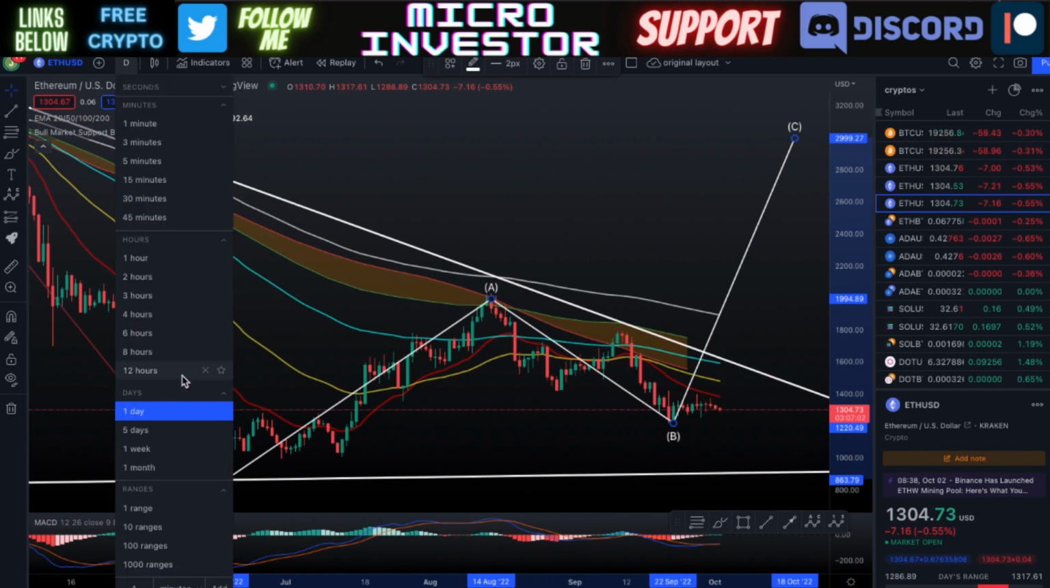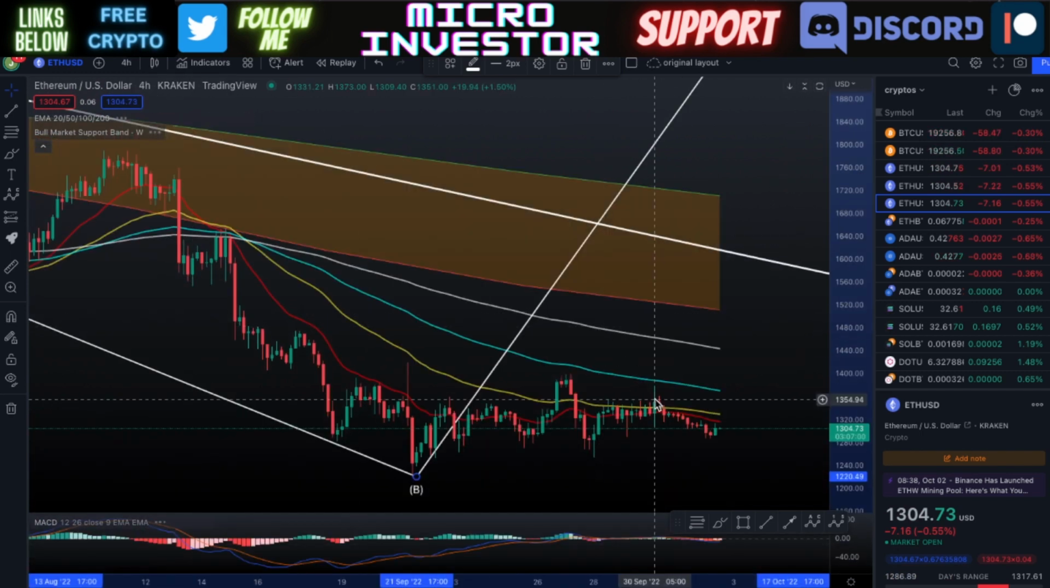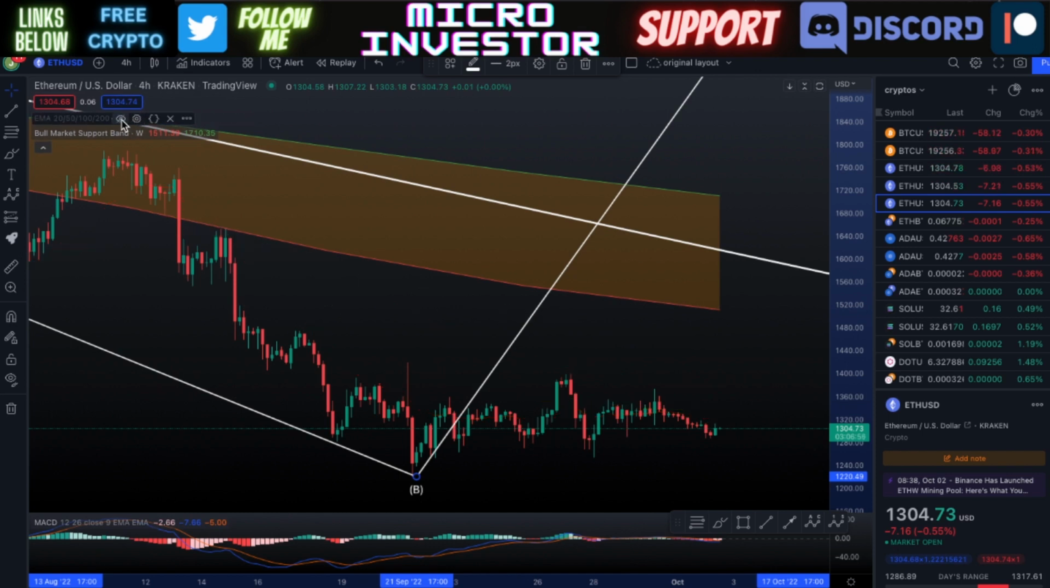Now, a better example would be if we were to just change the chart around. Now, you can see, let me get rid of some things here. You can see how this consolidation is very consistent. There's not a whole lot of changes within the price, but at the same time, it's not going to be very hard for Ethereum to see some sort of uptick in the price.